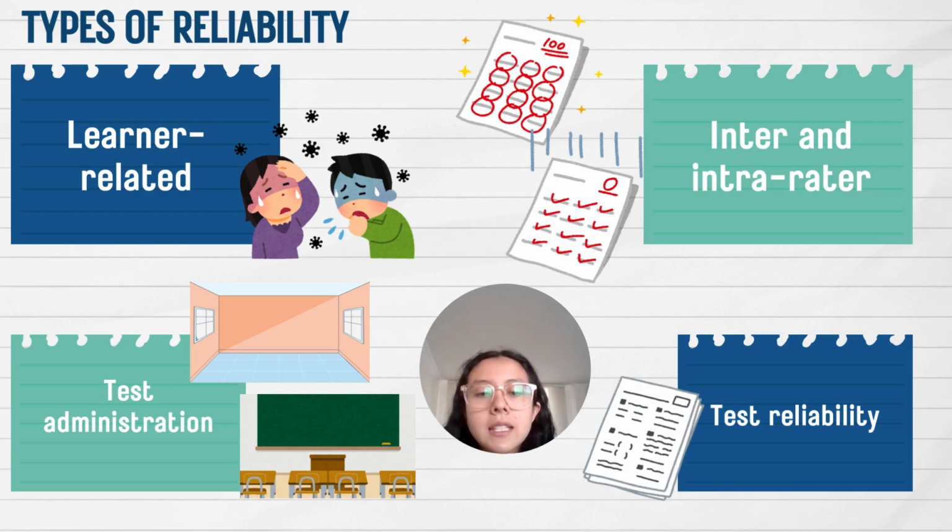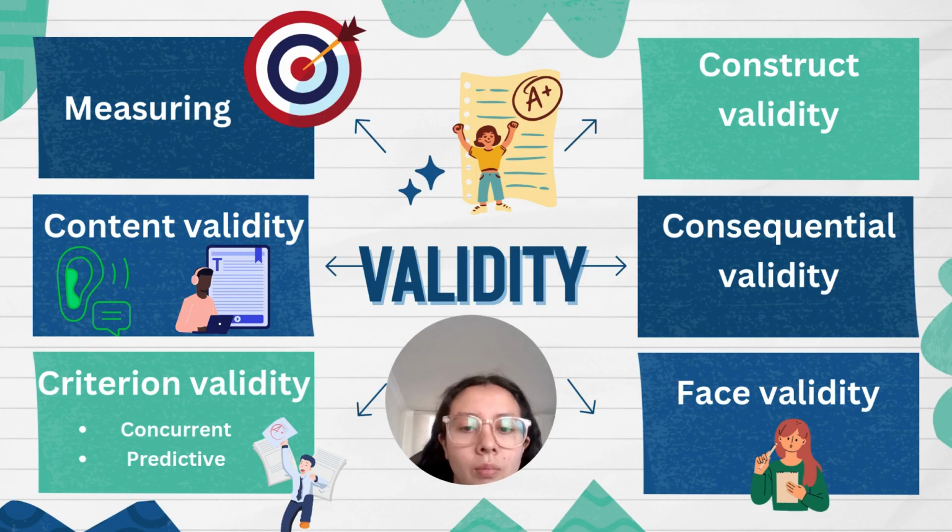Then we have the test administration, which deals with the conditions of the place where the test is being taken. So it deals with lighting, maybe the condition of chairs and desks, and if there is enough volume or not. And the test reliability, which deals with the idea that a test is practical, and if it's too short, too long, if it fits the time, and all of these things.